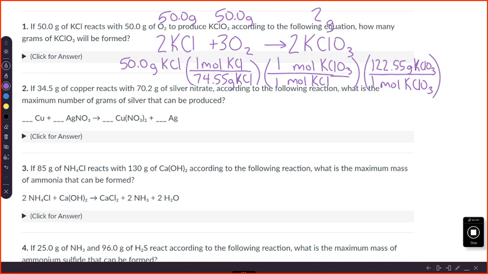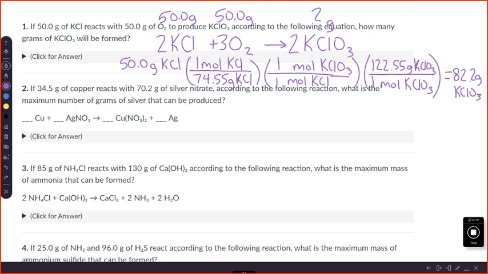When you plug this in your calculator, top times top, 50 times 122.55 divided by 74.55 equals, to 3 sig figs, 82.2 grams of KClO3. So understand what this means. This means if I'm going to react all 50 grams of this KCl, I'm going to make 82.2 grams of KClO3. Well, now I need to do the same thing with the oxygen.